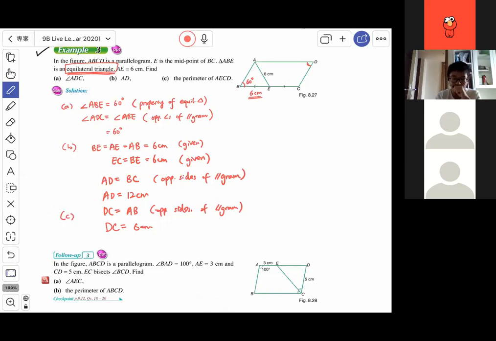Okay, so I want to talk about part C. Okay, for part B is finished already, because after we find AD. And then for part C we try to find all the lengths. Okay, so I believe you can do it yourself. Okay, perimeter. I add up all the lengths.